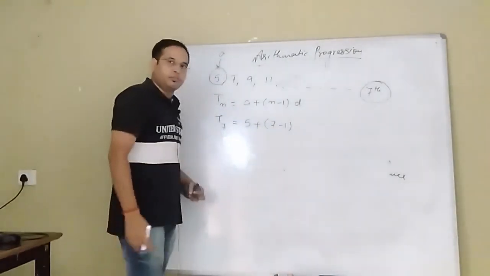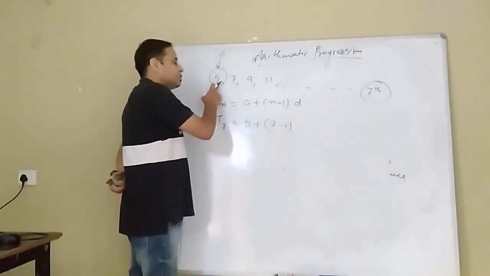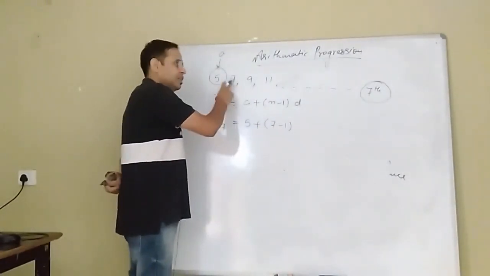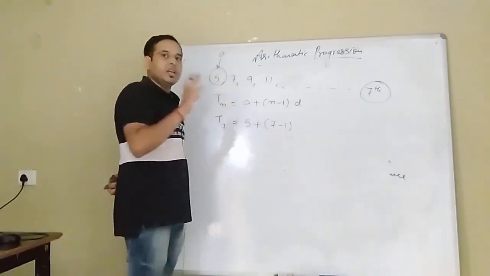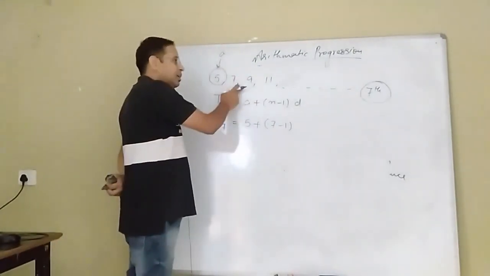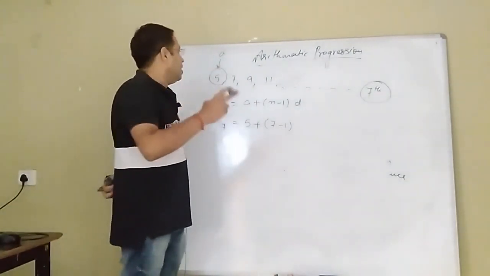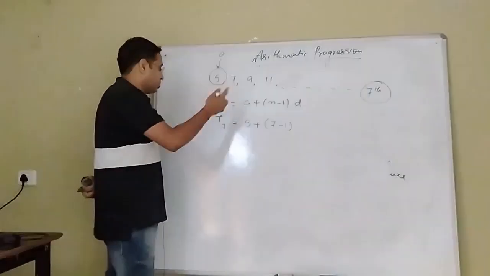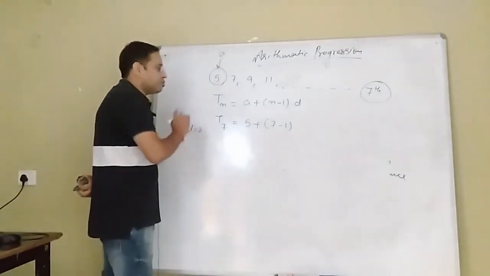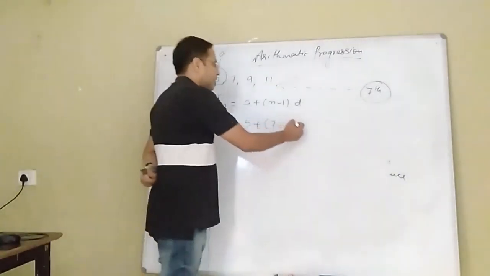And what will be the value of d? The value of d will be 7 minus 5, 2; 9 minus 7, 2; 11 minus 9, 2. If it is an AP, the common difference is constant throughout. Then only it will denote arithmetic progression. So what is the value of d? d is equal to 2. So we'll put the value of d as 2.